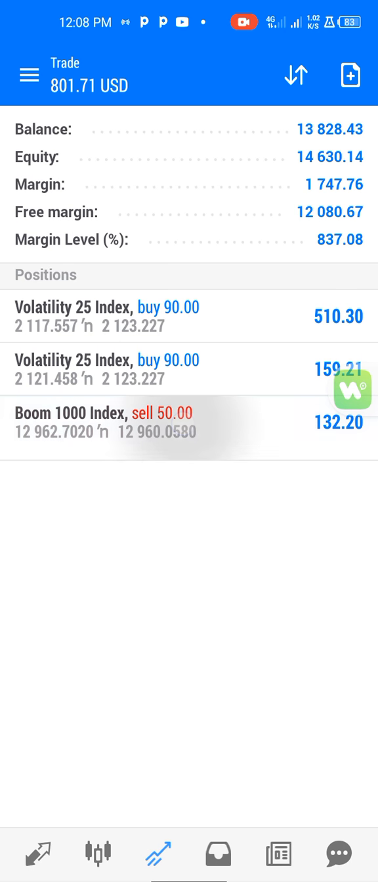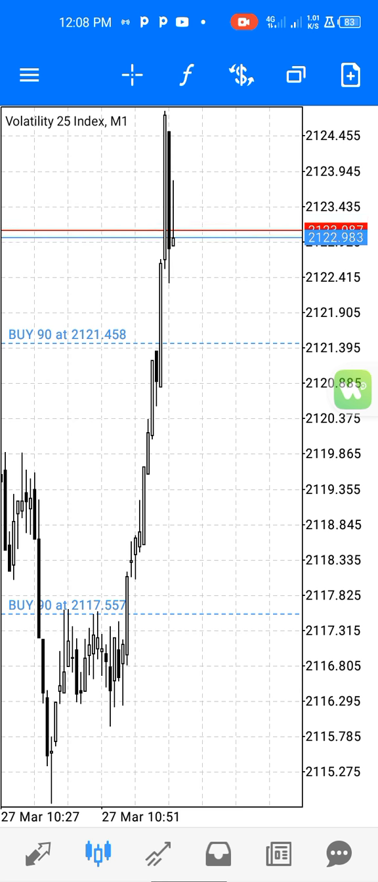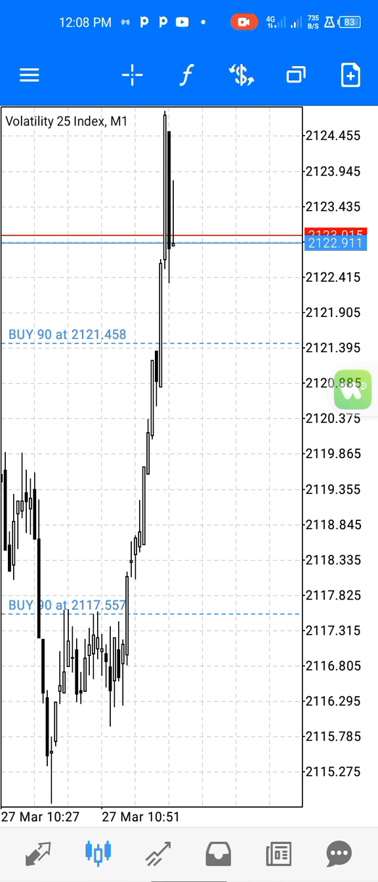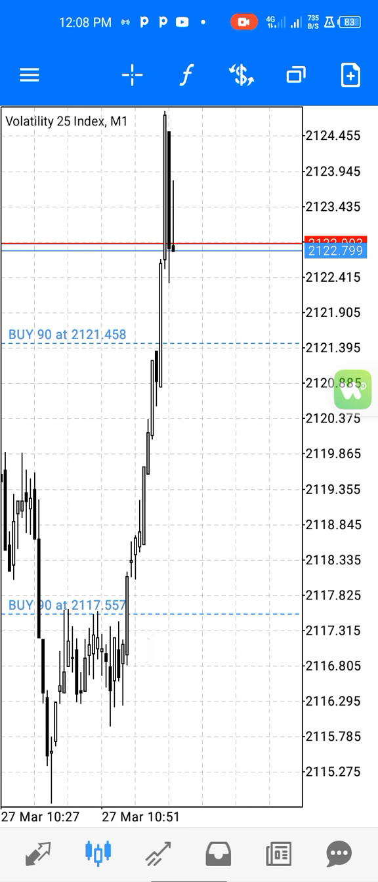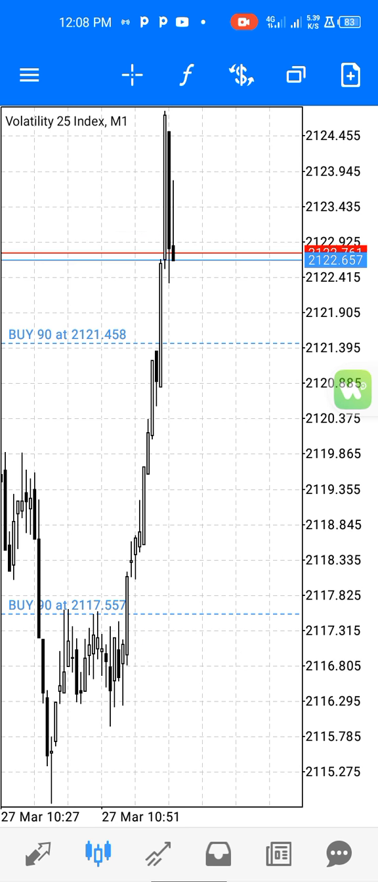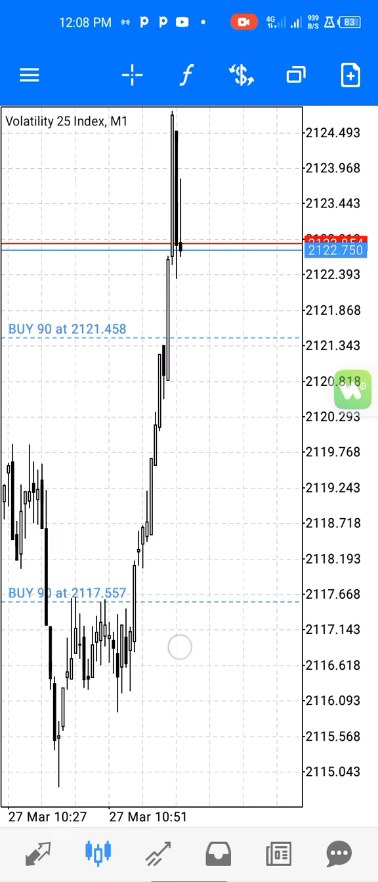Let's make use of the volatility 25 index. Now I have two positions ongoing. I'm going long, right? Let's use this lower one for our explanation. Now, how do we lock in profit? I entered at 2117 point something.